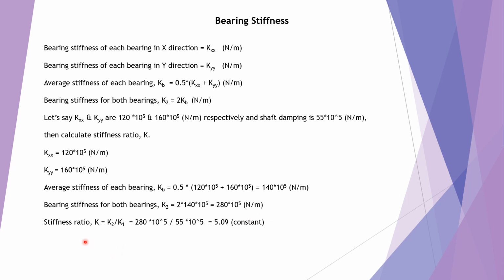So the stiffness ratio K2 upon K1 is equal to, then this should be shaft stiffness, not the damping, because I have shown it here for calculation. So it should be shaft stiffness, not damping. So we can say 280 upon 55 is 5.09. So this is how bearing stiffness and, sorry, shaft stiffness are related, or the stiffness ratio we can call K, which is K2 upon K1.